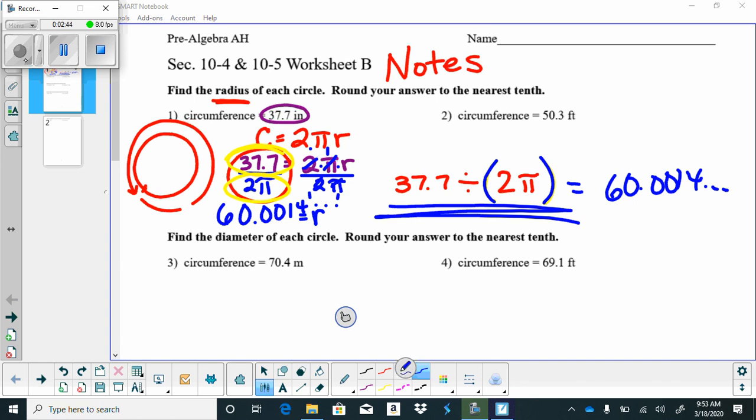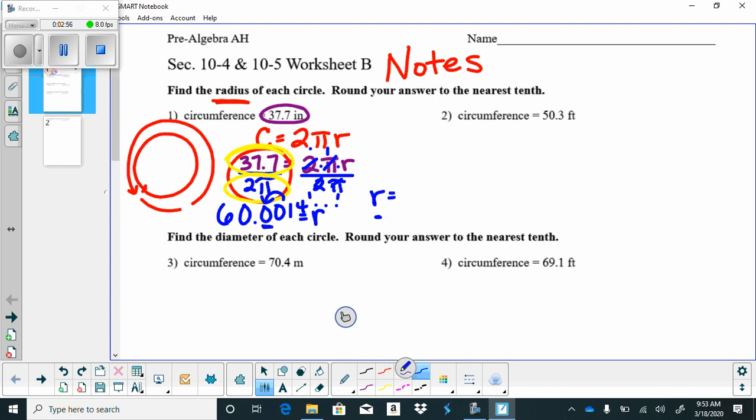Okay, now that you have figured that out, we're rounding to the nearest tenth, so that 0 rounds to a 0. So your answer is the radius equals 6 inches. And you just found the radius of this circle. Here was my original circle, and the radius is 6. The circumference is 37.7. I need you to pause it and try to do number 2. Pause it now.